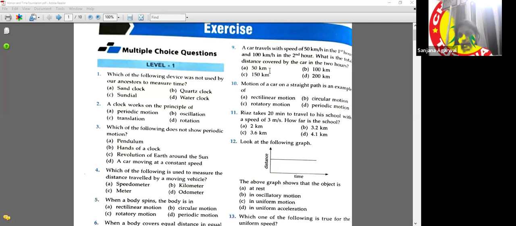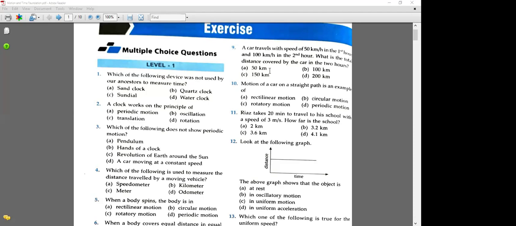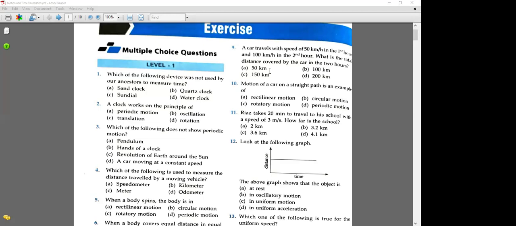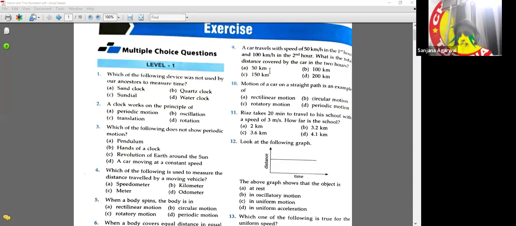Does anyone need help, or should I show how to solve? Be open. You can write to me personally in chat. I'll solve. Ma'am, so is the speed 75 kilometers per hour? Yes. Okay, no one. So move to the 10th now.